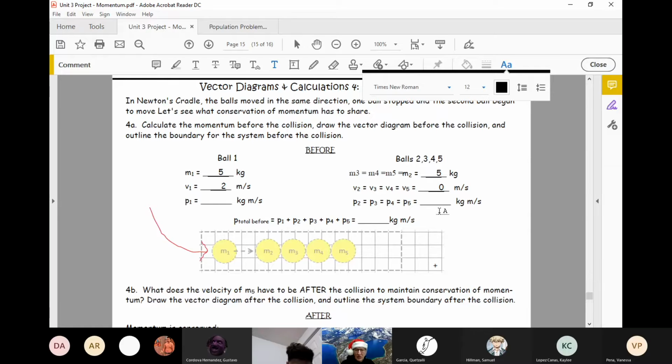Finally, we're going to find the total momentum of the system. P total before. P is momentum, the total momentum before the collision. And the way you find the total momentum is you just add up the momentums of each object in the system. So take a minute and do that right now. And then I'm going to start calling on you guys, all right?